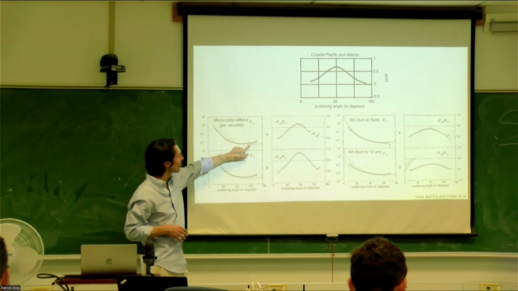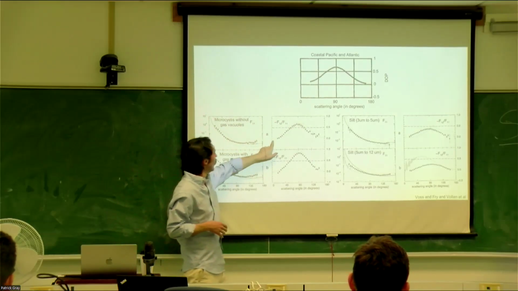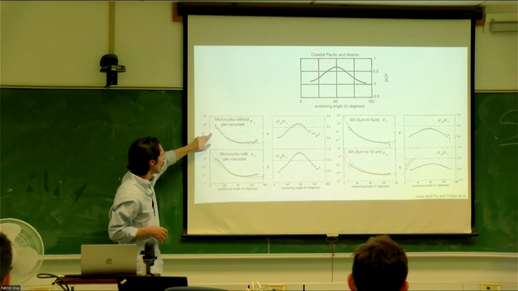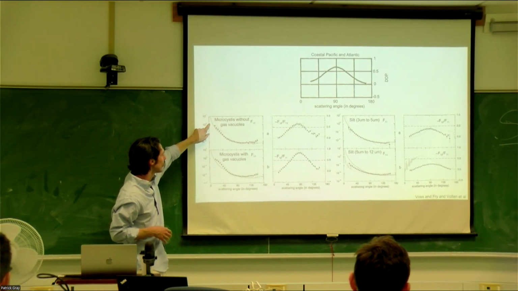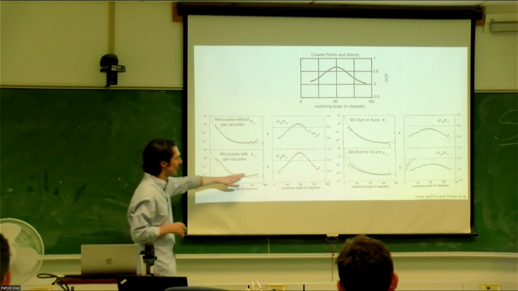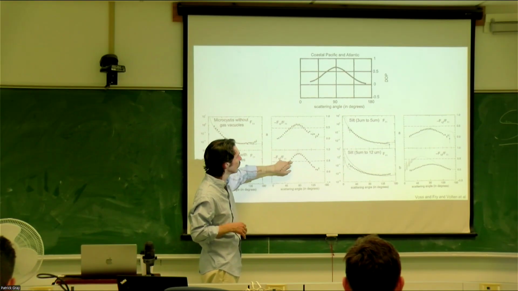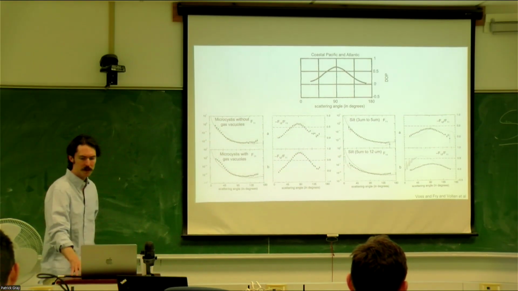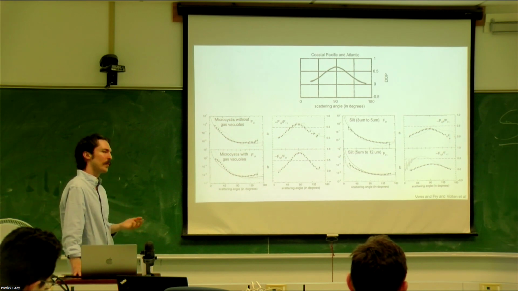But this is a VSF. And this is the DLP. And what we're showing here is Microcystis with and without gas vacuoles burst within it. And actually, there's a pretty different shape here. For silt particles, there's a different shape for different size particles. So we know this is impacted by these particle properties.